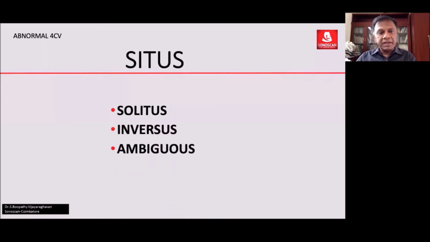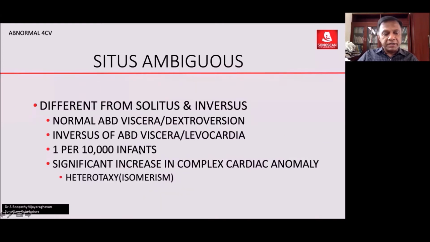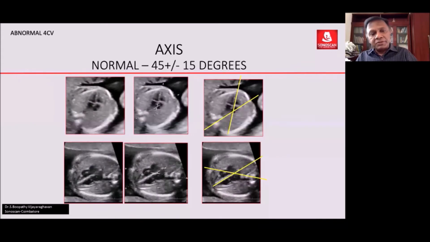Different checklists. First is the situs. Now situs can be solitus, which is normal, or it can be inversus, in 0.1% of fetuses, where there is inversus of the organs. Here, longitudinal, 1 per 10,000 infants, and with situs ambiguous, there is a significant increase in complex cardiac anomaly, the most common of which is heterotaxy or the isomerism. Now situs ambiguous, here you see, so that is about situs abnormalities.